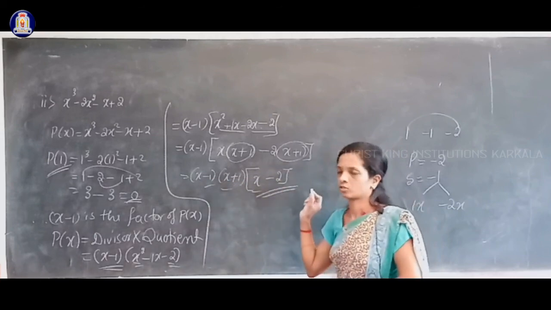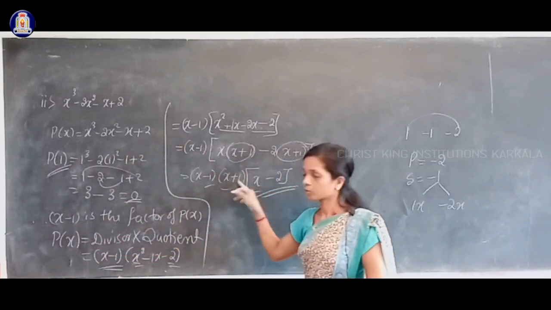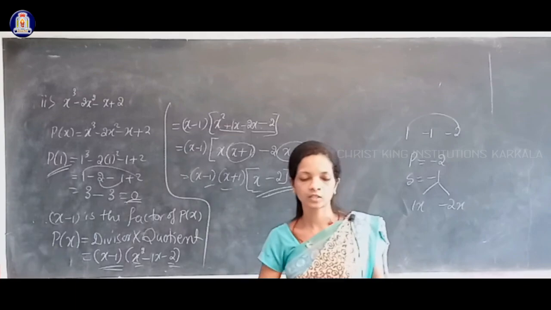Product of 3 brackets. So the given polynomial p of x, we expressed as a product of 3 linear factors. This is called factorization. Okay. Thank you.